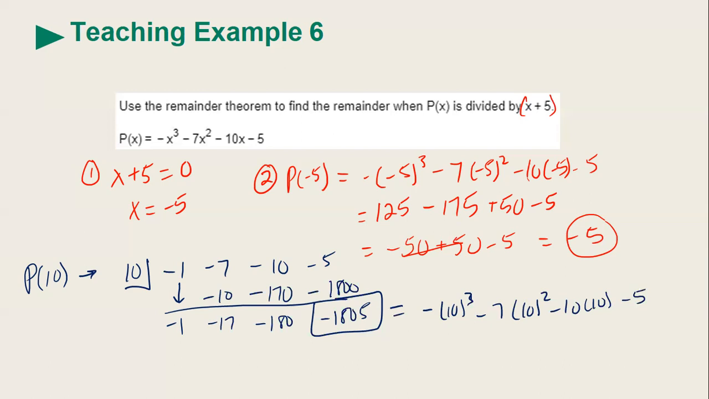Okay, how do you feel about using synthetic division to determine if something's a 0, if there's a remainder, or evaluating? Doable? Not doable? Good.